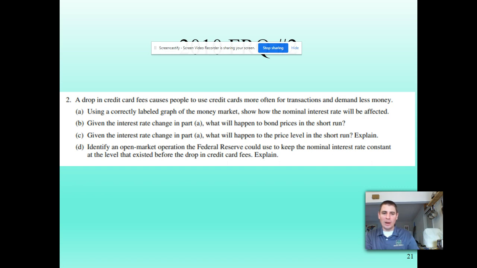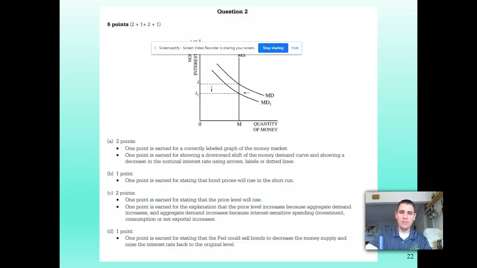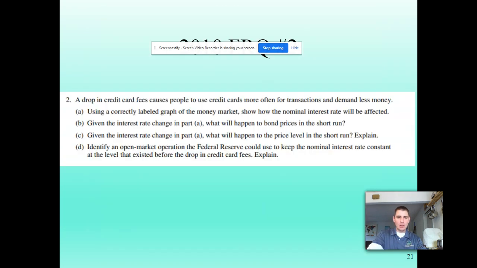So using a correctly labeled graph of the money market, show how the nominal interest rates will be affected. Well, here you go. The demand for money decreases. That causes nominal interest rates to decrease. 1 point is earned for a correctly labeled graph. Make sure you know the axes. 1 point is earned for showing a downward shift in the money demand curve and showing a decrease in nominal interest rates using arrows, labels, or dotted lines. I like the dotted lines.